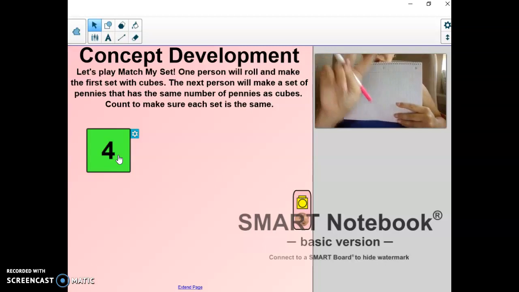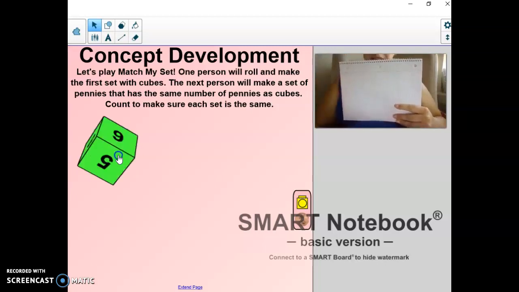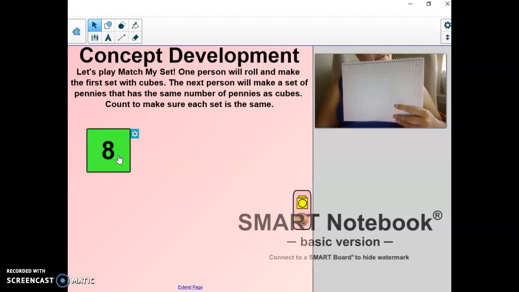Okay, we're going to do 2 more. This one I'm going to have you do first. I already did 9. What number is this? 8. Can you draw me 8 flowers, please?